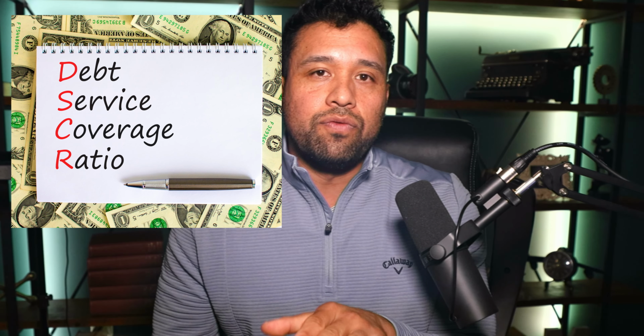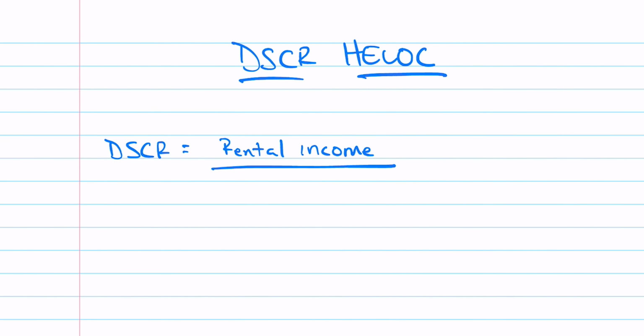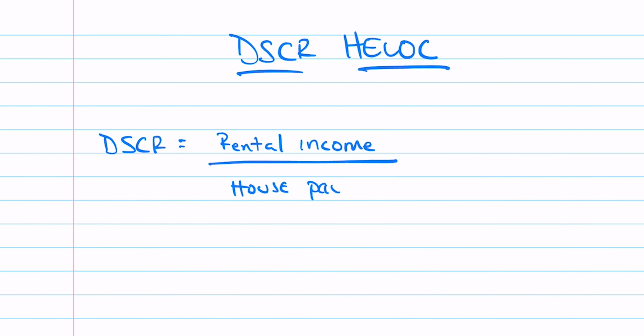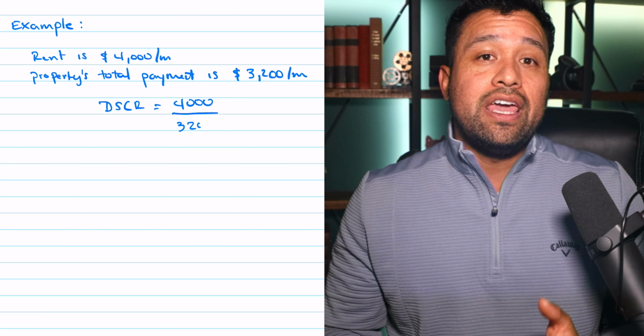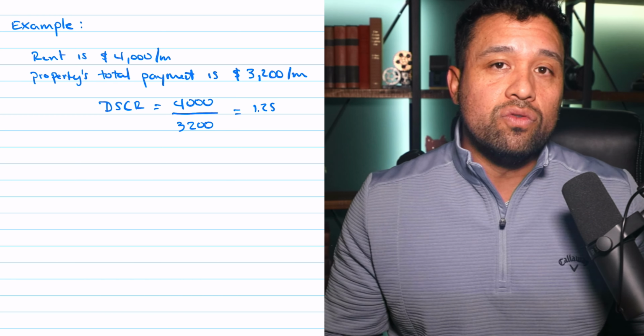DSCR stands for Debt Service Coverage Ratio, which is basically the measurement of the ability of your property to generate enough income to cover its debt payments. In simpler terms, it is the amount of cash flow of the property. To calculate the DSCR of your property, you take the rental income that the property generates and divide it by the monthly payment of the property, which includes taxes, insurance, and any HOA. For example, if your home rents for $4,000 a month and the payment is $3,200 a month, your DSCR is 1.25.